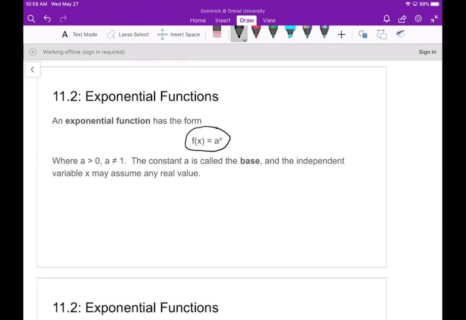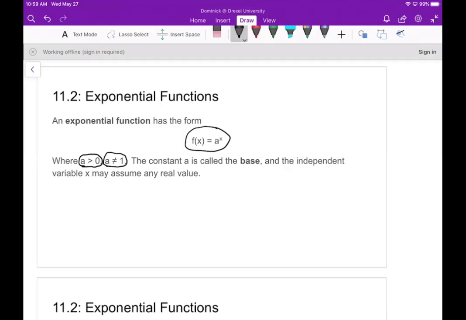Now, of course, we need some restrictions. We need a to be positive. We also need a to not be 1. Because if a is negative, then you have negative numbers to odd and even powers appearing sometimes, which can get messy, because then you're going to have flipping back and forth.